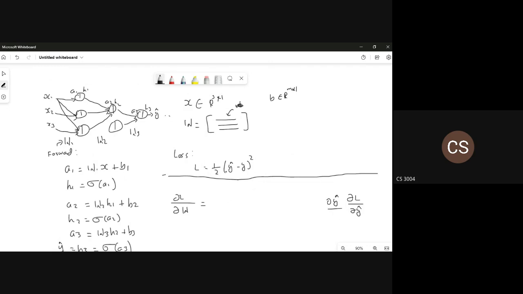The input to the y hat is A3. So I need to compute how y hat changes with respect to A3. Then I have to compute how A3 changes with respect to whatever the input to that is, H2. Then I have to compute how H2 changes with respect to whatever the input to it, which is A2. Then this process is repeated. We just keep repeating. Then how A2 changes with respect to the input to it, which is H1. And then how H1 changes with respect to the input to it, which is A1.